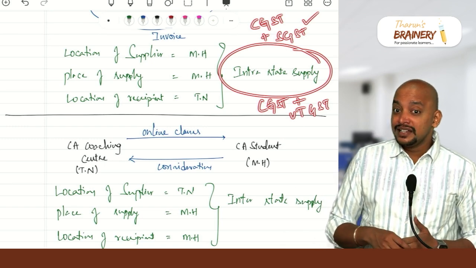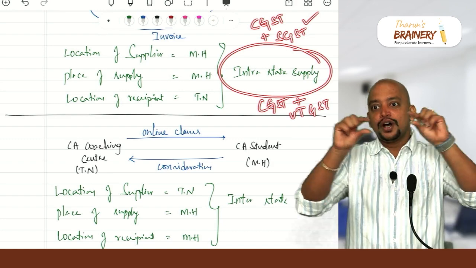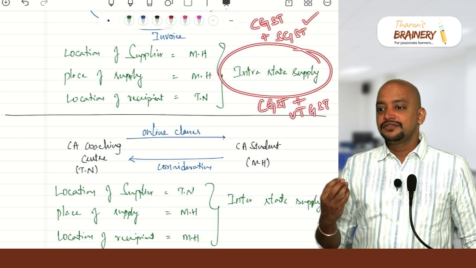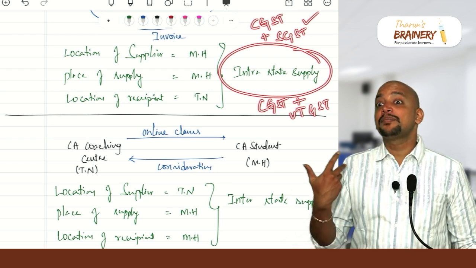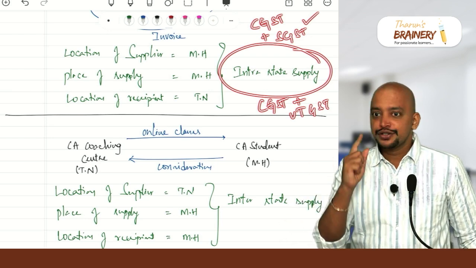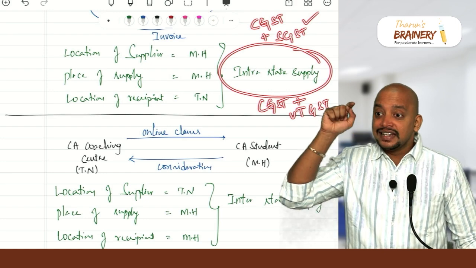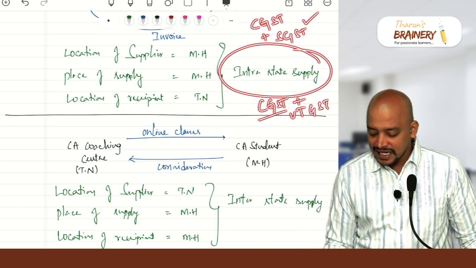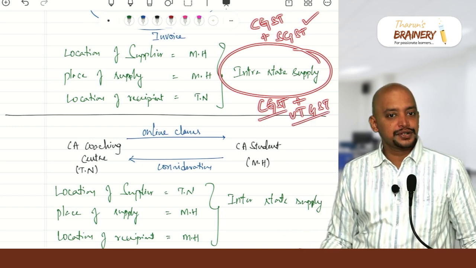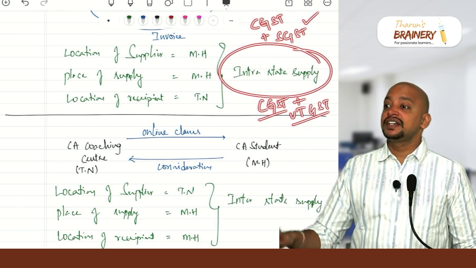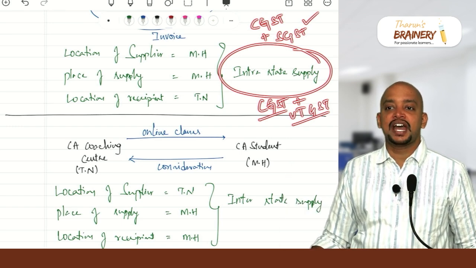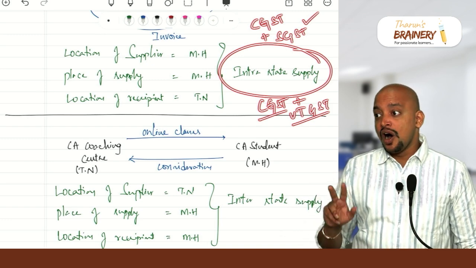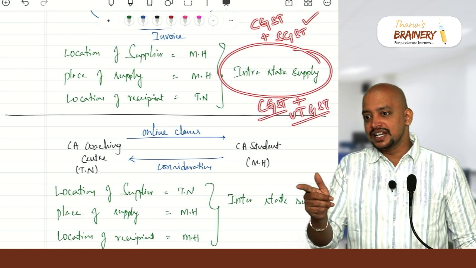Daman and Diu, Dadra and Nagar Haveli. This is now one union territory. Previously, Daman and Diu and Dadra and Nagar Haveli were treated as two separate union territories. Now they merged these two. So this is one single union territory, and there, if the location of supplier and place of supply is there, then it will be CGST plus UTGST. Understood? So now tell me, in case of intrastate supply, what are the combinations that we will have? Either CGST plus SGST or CGST plus UTGST.